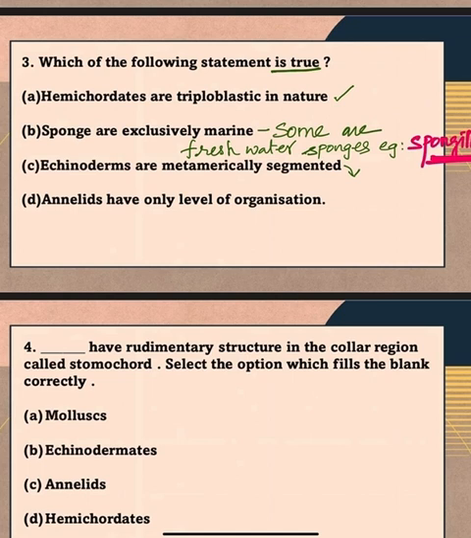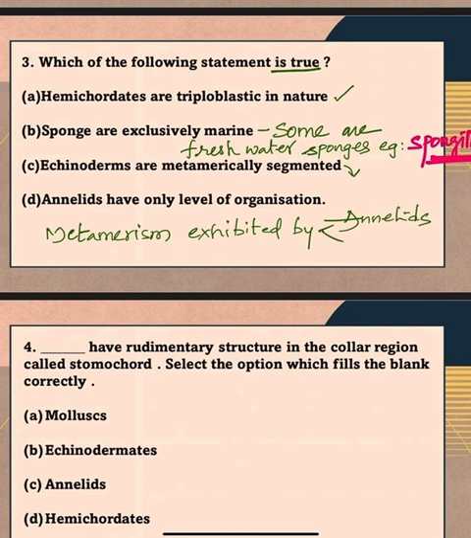Metamerism is exhibited by annelids, arthropods, and then chordates. Only these 3 exhibit metamerism. But here they have mentioned echinoderms, so that is wrong.